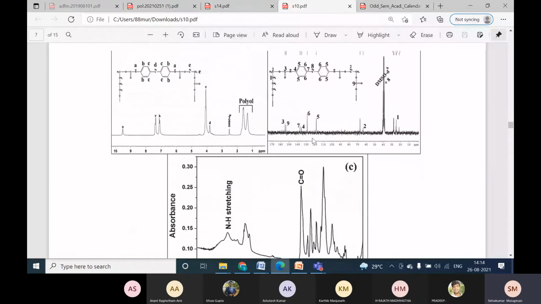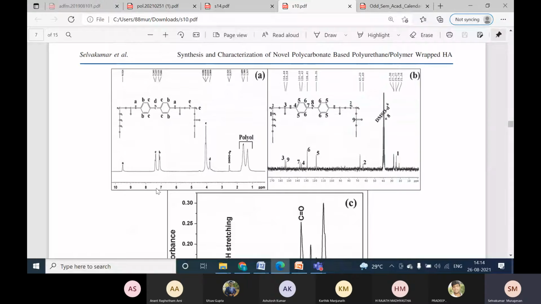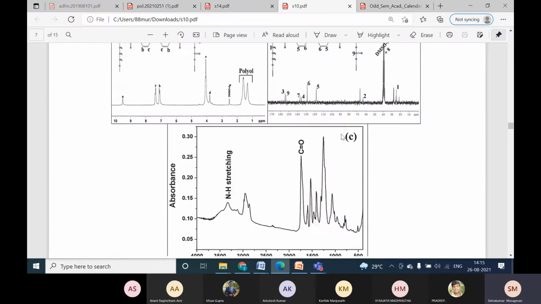NMR is also a spectroscopy study where we can do quantitative as well as qualitative analysis of the protons present in your polymer backbone. Because this was a tailor-made polyurethane, that means we synthesized it in our lab. So you can see here in the proton NMR how many protons are present on each carbon can be analyzed. And for the qualitative analysis, the carbon NMR.